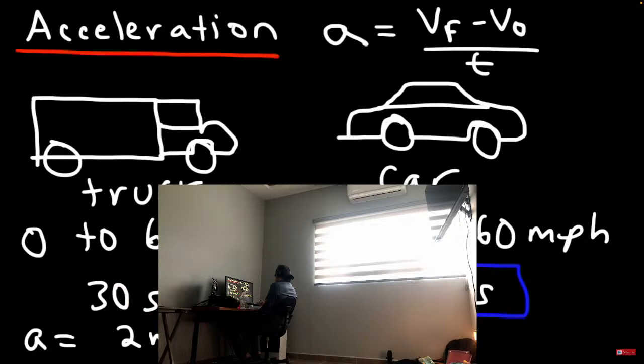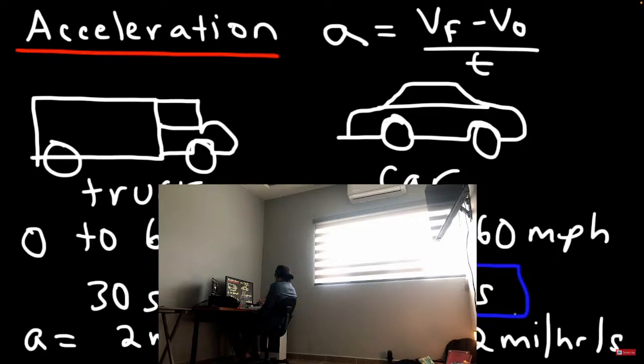Now the acceleration of the sports car is 60 miles per hour. That's the change in velocity divided by 5 seconds. 60 divided by 5 is 12. So it's 12 miles per hour per second.